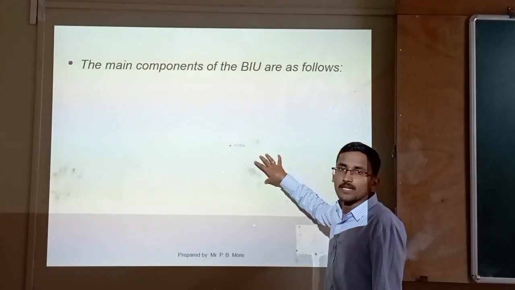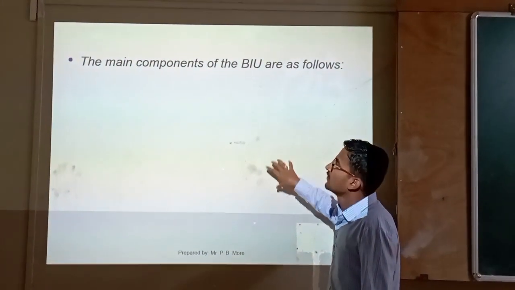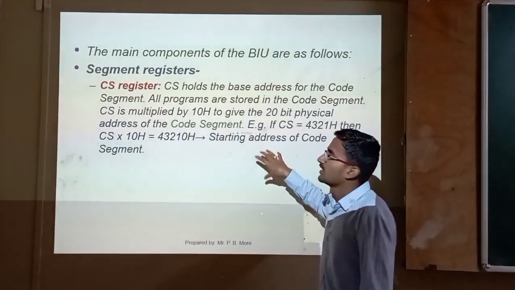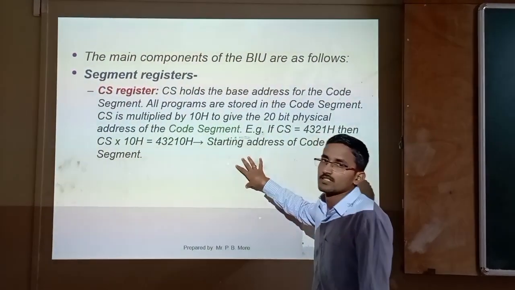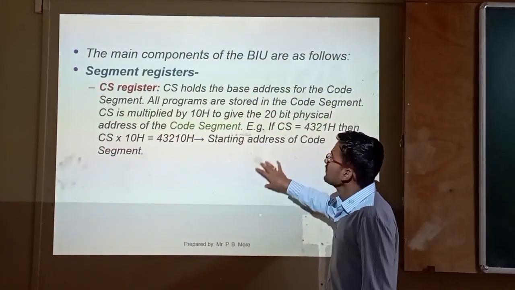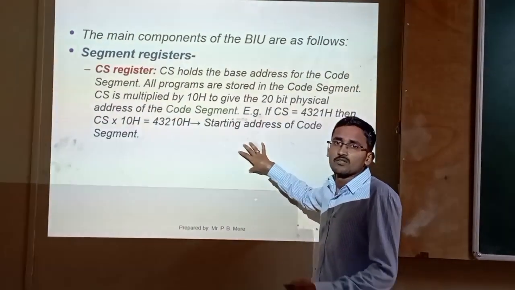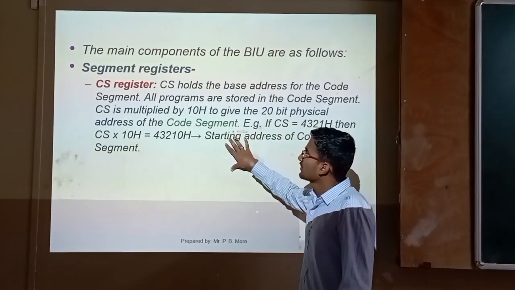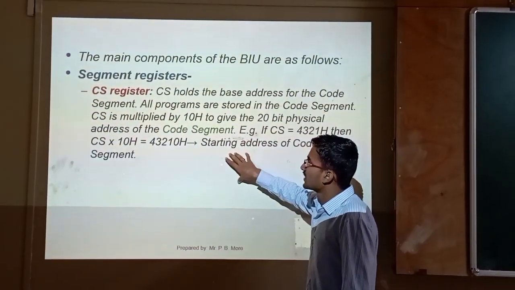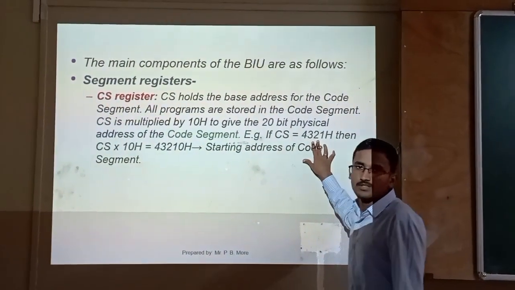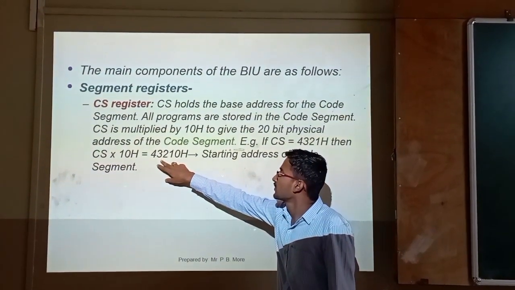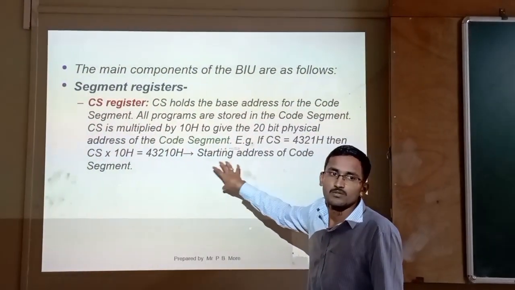Now we will see the main components of the bus interfacing unit. The first one is the segment registers. It consists of 6 segment registers, and we are discussing the code segment register. The code segment register holds the address of the code segment, and it stores all the programs of the code segment. The code segment is multiplied by 10h to give the physical address. For example, we take the address as 4321h, which is appended with 10h, so we get 43210h. It is the starting address of the code segment.